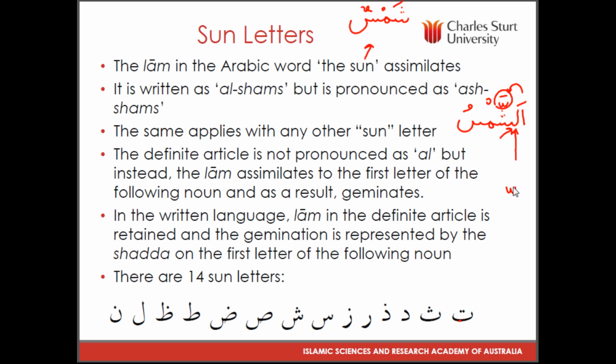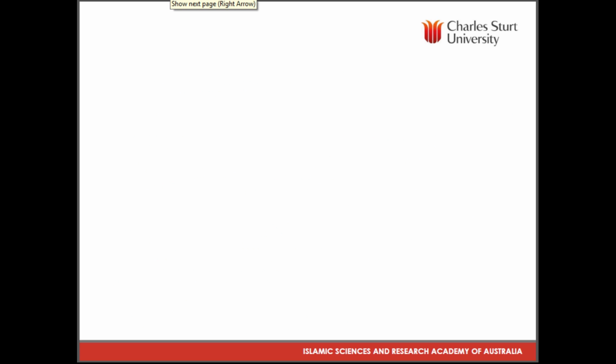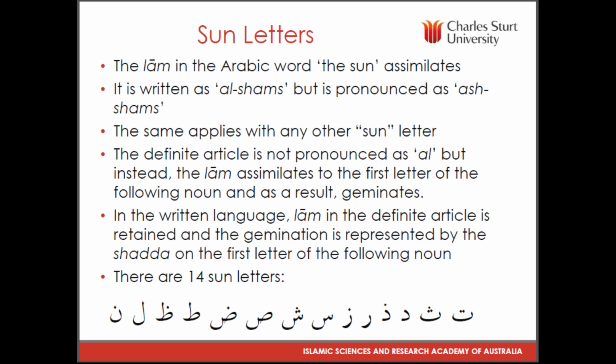There are 14 sun letters. And why don't we pronounce the lam? Because the letter that comes after the lam is solar. If it is one of these 14 letters, these are solar letters. You have to memorize these 14 letters. And when you understand this concept, you will not pronounce it because you know that this is solar. I shouldn't pronounce it, and I should use shedda instead of that.